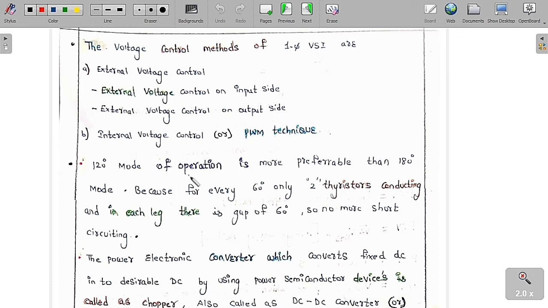120 degree mode of operation is more preferable than 180 degree mode, because for every 60 degree, only two thyristors are going to conduct, and in each leg there is a gap of 60 degree. So there is no short circuiting. Short circuit is not at all possible in 120 degree mode when compared to 180 degree. In 120 degree, only two thyristors conduct in each 60 degree, whereas in 180 degree, three thyristors conduct for every 60 degree.